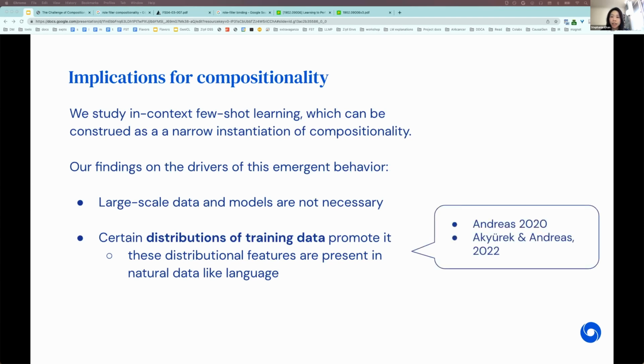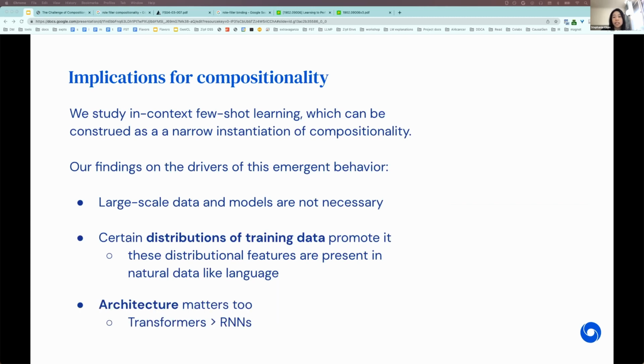And I want to draw a connection to work by, for example, Jacob Andreas and Ekin Akyürek, showing the importance of data for inducing compositionality specifically. I think what's really exciting in our results is that you don't have to artificially modify or augment your data in order to see this emergence of in-context learning, but rather that natural data already has these properties.